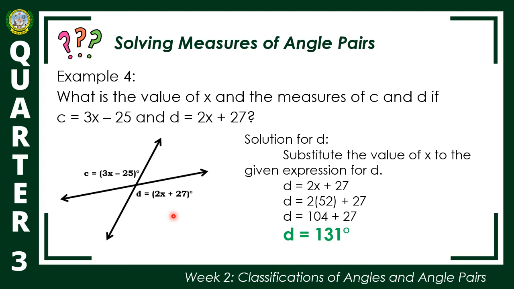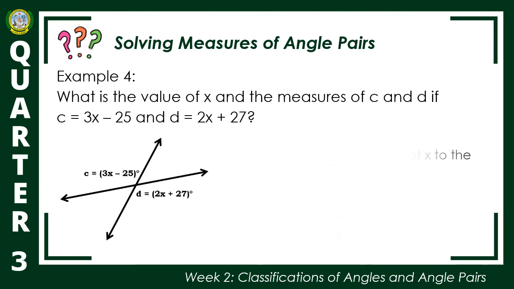Okay? So, again, ang value ng x ay 52, ang value ng C ay 131 degrees, at ang value ng D ay also 131 degrees. Check natin kung tama yung sagot. C is equal to D. Of course, 131 degrees is equal to 131 degrees.